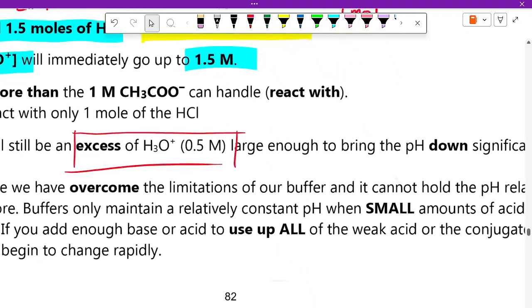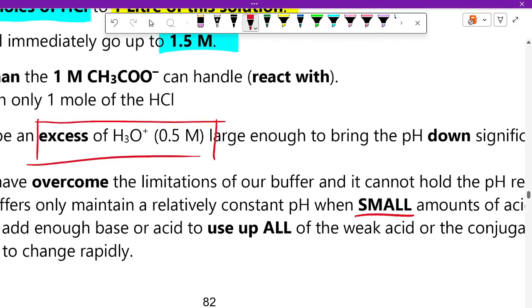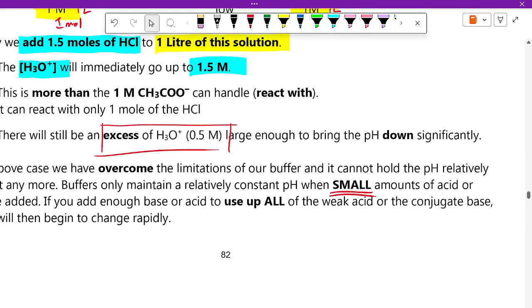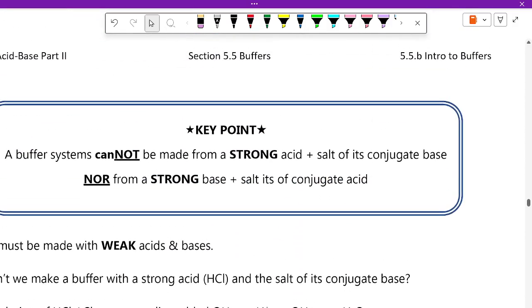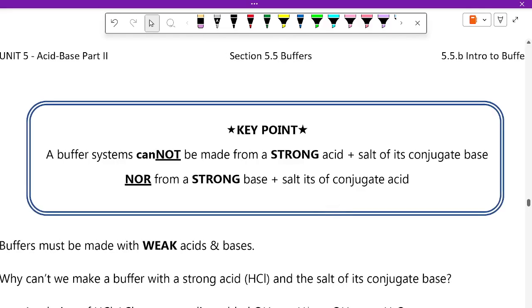Buffers remain relatively constant as long as only small amounts of acid or base are used. Key point. Next key point. Buffer systems cannot be made from a strong acid and the salt of its conjugate base, nor from a strong base and the salt of its conjugate acid. Why is that? Chat with your partner about that.